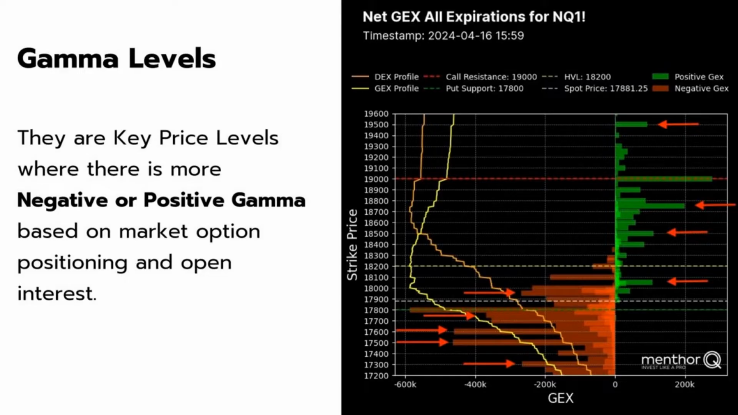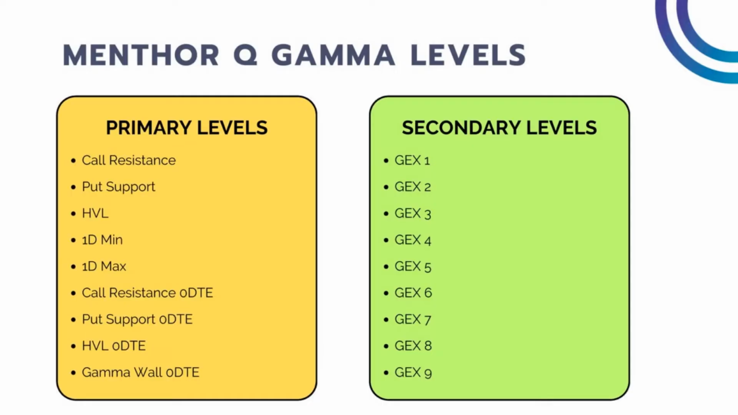If you missed the first two sessions, you can find them on YouTube and within the academy. We explain what the gamma levels are there. We also have a course about it that you can access.